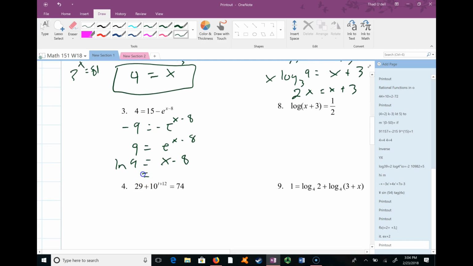So then my answer would be x is equal to, I had 8 on both sides, that'd be 8 plus natural log of 9, which is a perfectly good answer, but if I wanted to round it off so it actually is a number, I could. If I grab my calculator, that would be natural log of 9 plus 8.